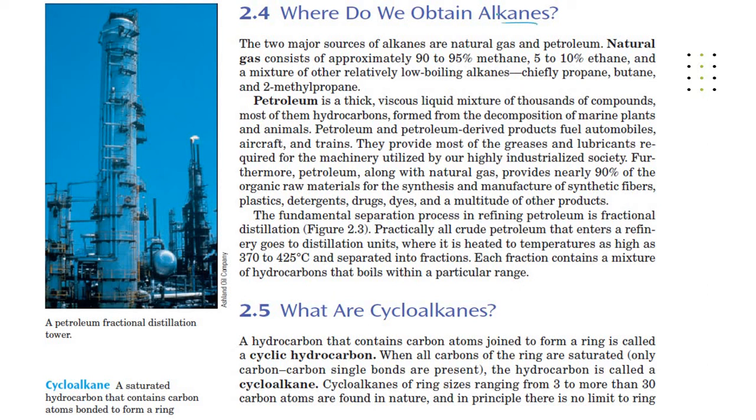Just a few things to take note. The major sources of alkanes are natural gas and petroleum. Natural gas consists of approximately 90 to 95% methane, 5 to 10% ethane, and a mixture of other low boiling alkanes, chiefly propane, butane, and 2-methylpropane. As for petroleum, how do we obtain these? We have this process called fractional distillation. I will link a video also about this fractional distillation.